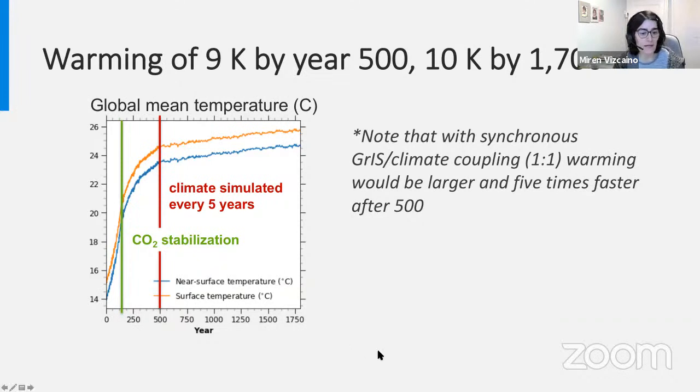Okay, so this is the climate simulation. Please follow the blue line. By year 500, we have a warming of 9 Kelvin, and by year 1700, 10 Kelvin. But mind that between year 500 and the end, the rate of warming is 1/5 of what it should be, because we are coupling only every 5 years.